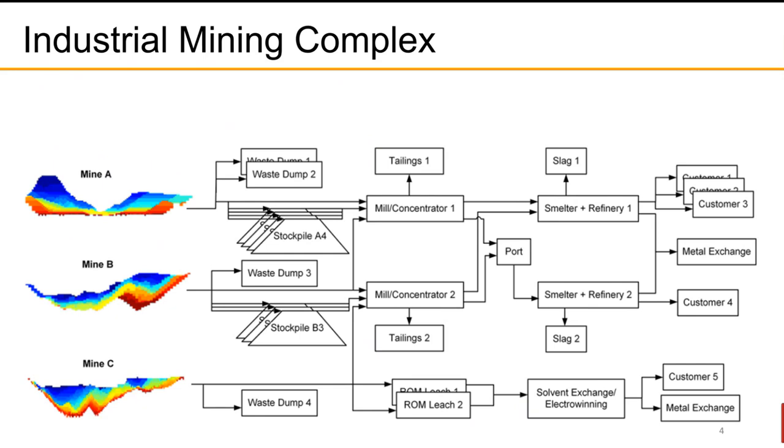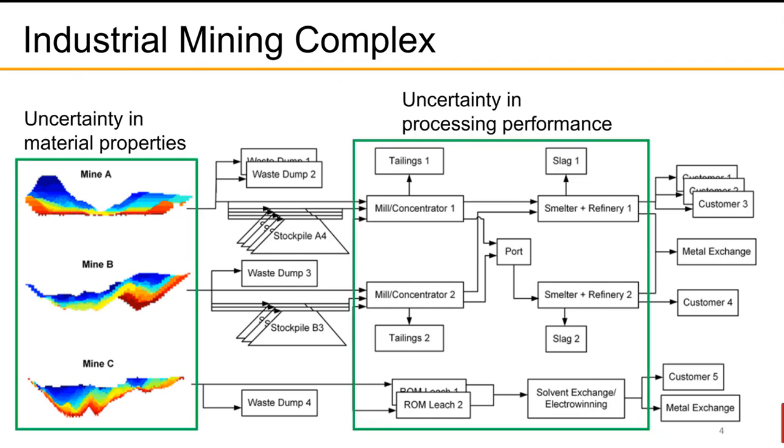So of course we have an industrial mining complex where we have material being extracted from multiple mines, being transported and processed through different processing streams, and ultimately transformed into valuable products that we sell to customers. What I want to highlight here is that we have numerous sources of uncertainty. So you've heard of a few different types of uncertainty already today. And what we're going to look at in this presentation is specifically two of them.